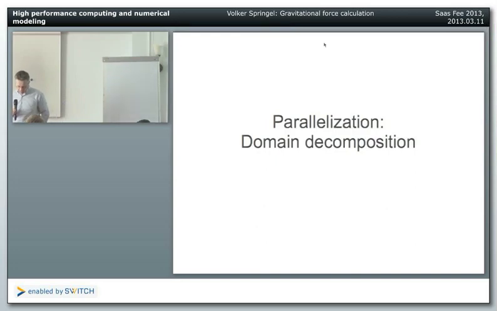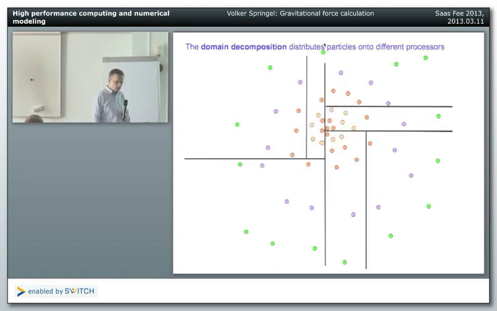Before I leave this topic of the tree algorithm and the octree, I want to briefly mention that this is also something that is useful. This structure of the octree can be usefully exploited for parallelization and domain decomposition. I will talk more about parallelization on Friday, but since I'm now talking about the tree geometry, I think I should mention this very briefly.